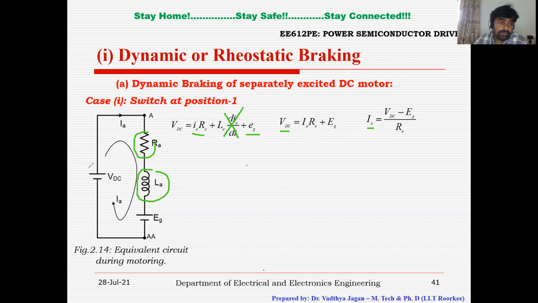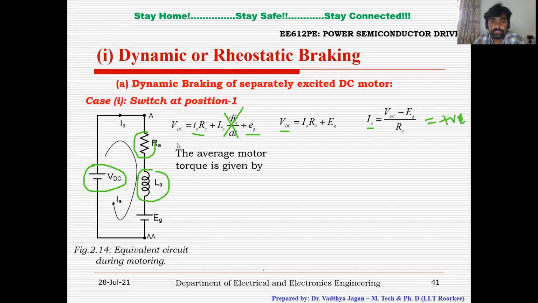The current always flows from higher potential to lower potential. So VDC is at higher potential now, and that is why you will get the current polarity as positive. If the current polarity is positive, we know the expression for torque in the case of a separately excited DC motor: torque equals K phi into IA.